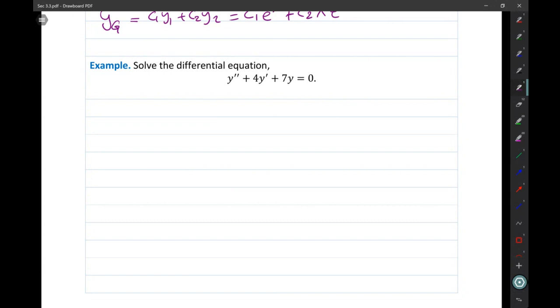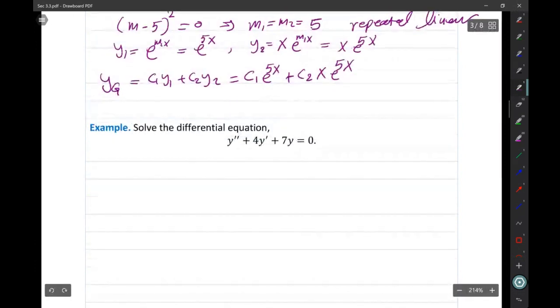All right, let us solve it. Who solved it? Who solved the question? Okay, let us solve it together and compare with your solution. What is the auxiliary equation here?